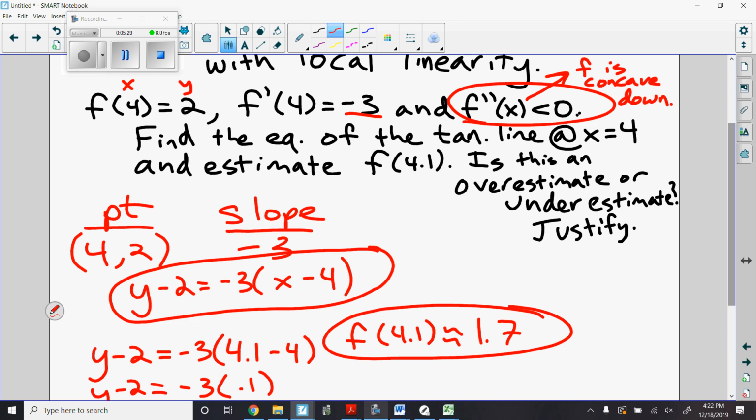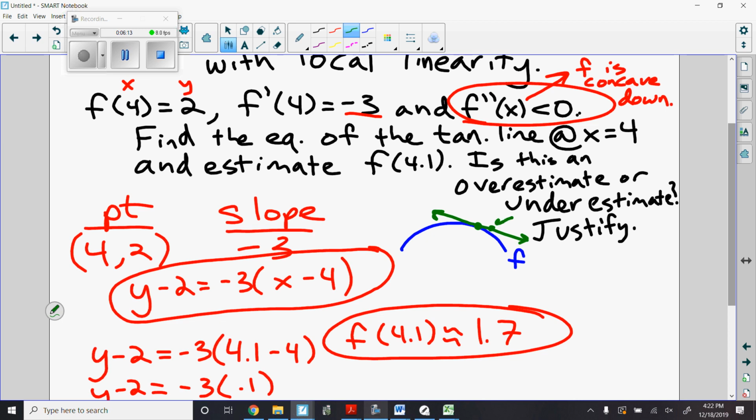So what I always do is I make a little sketch of what f would look like. F then would be frowning if f is concave down. A tangent line to f, I'll use green for my tangent line, just like the line that I wrote the equation for. That tangent line to f is always above the curve. So that answer 1.7, plugging in 4.1 and getting 1.7, that came from plugging into the tangent line.